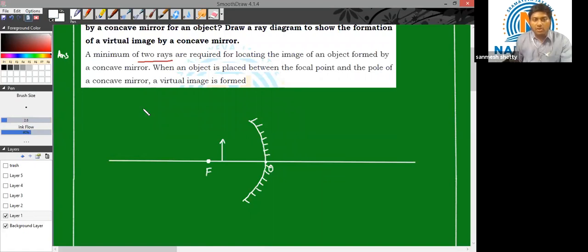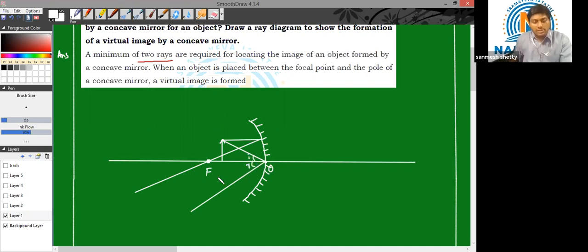Here I have a concave mirror, and I have kept an object between the focus and the optical center or the pole. So let us take a ray of light which is parallel to the principal axis. After reflection, it will pass through the focus, like this. Let us choose another ray which is incident on the pole. After reflection, this will follow our usual law of reflection. This is the angle of incidence, and the angle of reflection; both will be equal.